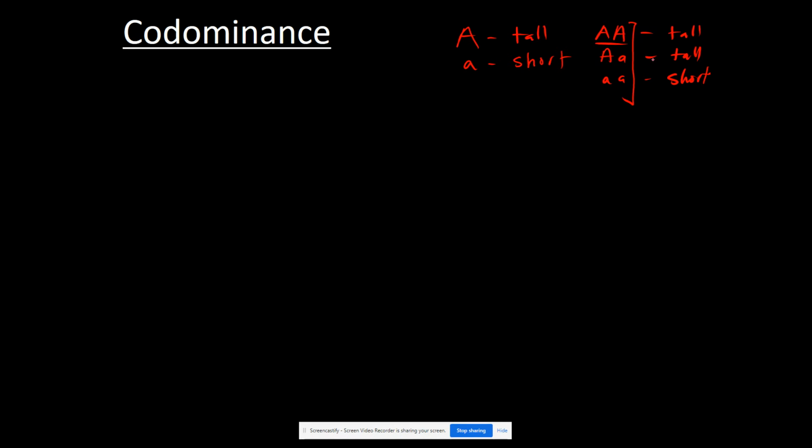We have three different genotypes, three different combinations of genes, but we only have two different phenotypes, two different traits, right? So you could either be tall or short. No matter what your parents are, you are going to end up either tall or short. So this next kind of inheritance is different, where if you have two different parents, you can end up with a third different trait for the kid.